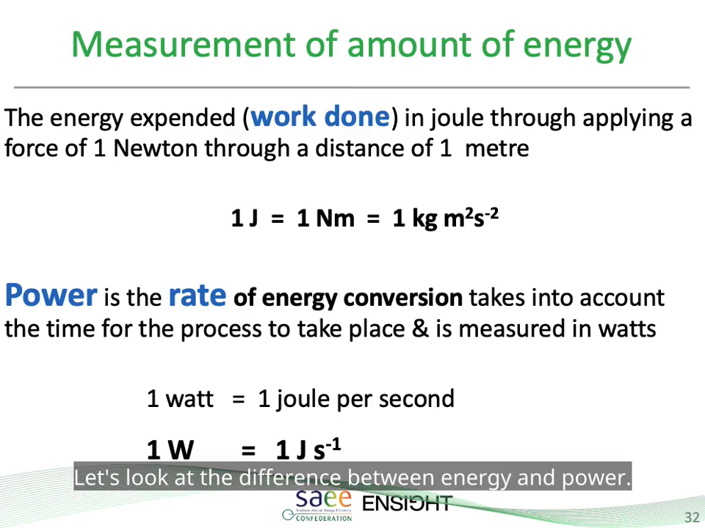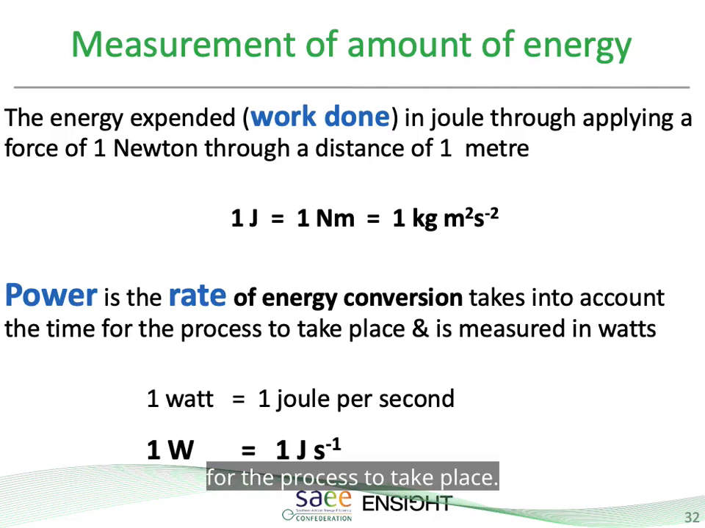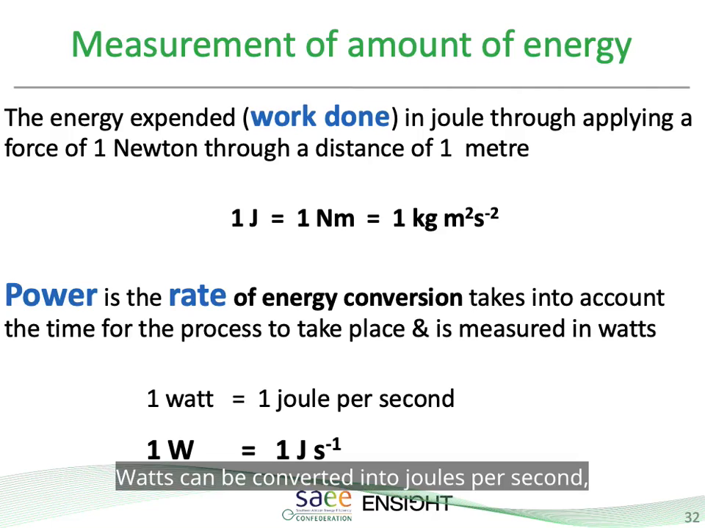Let's look at the difference between energy and power. The energy expended is work done in joules through applying a force of 1 Newton through a distance of 1 meter. Power is the rate of energy conversion and takes into account the time for the process to take place. This is measured in watts. Watts can be converted into joules per second, where the time interval comes into play.